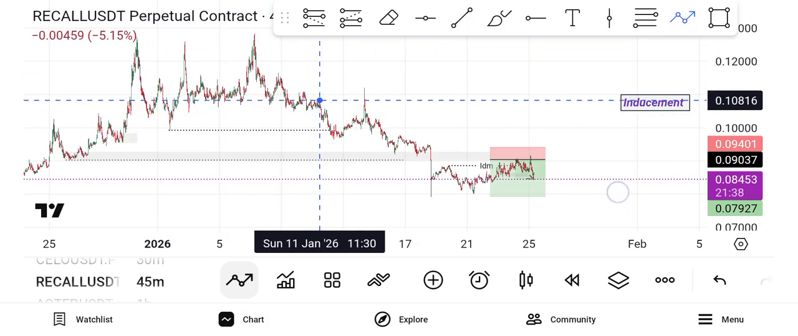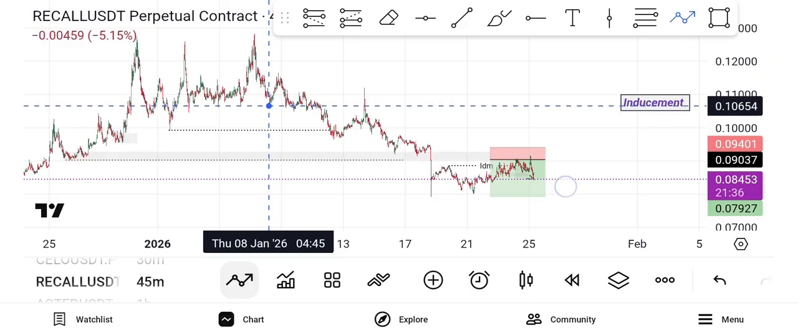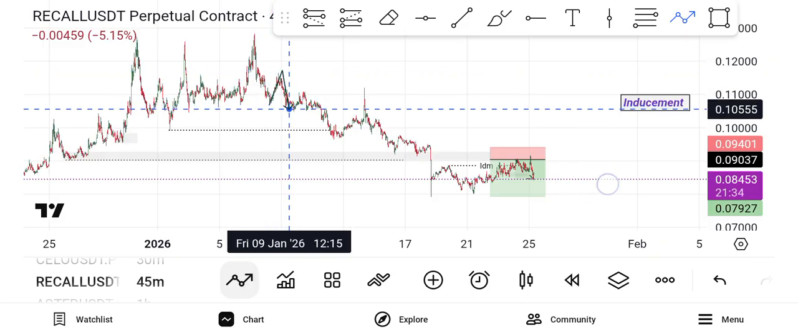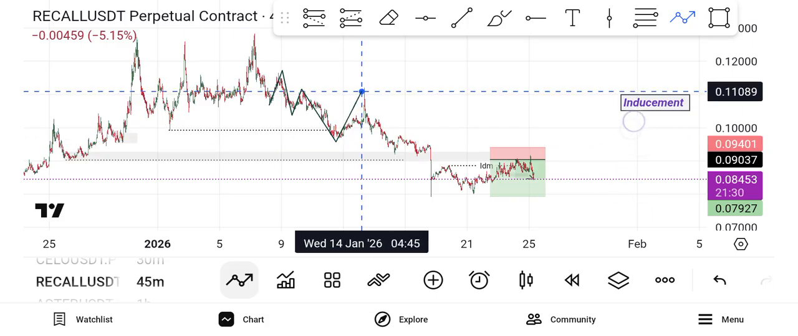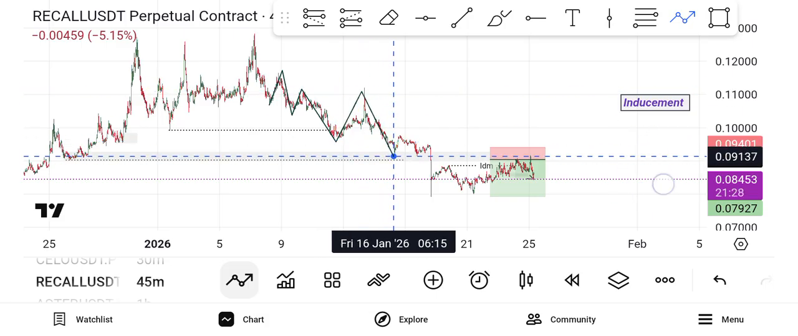Now if you take a look at where this market structure here is heading to, it's very obvious. I can see that the market is selling here. The market is creating a series of lows and highs, lows and highs, and the market is just selling.